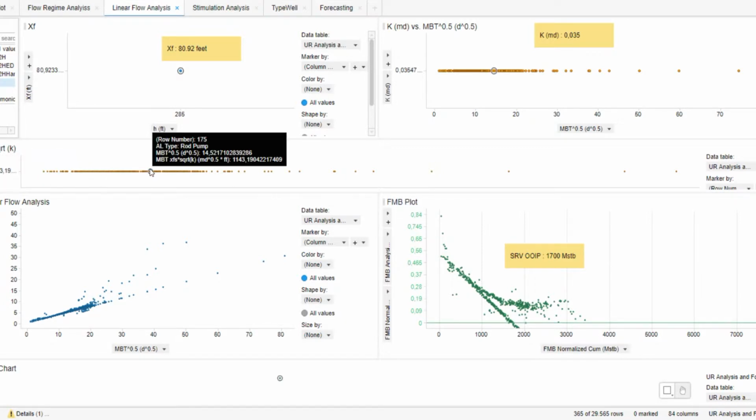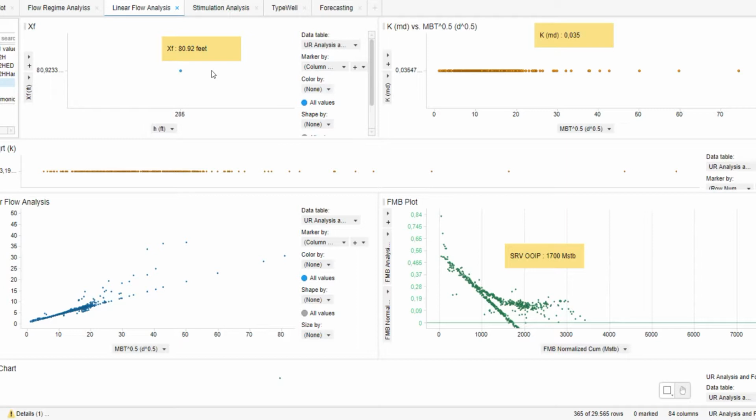in the middle you see the value for the xf square root k estimated from the first plot, and on the top to the left, after solving the two plots together, we can get an estimate for the xf, which is about 81 feet, and for the stimulated zone permeability it is 0.035 millidarcy.